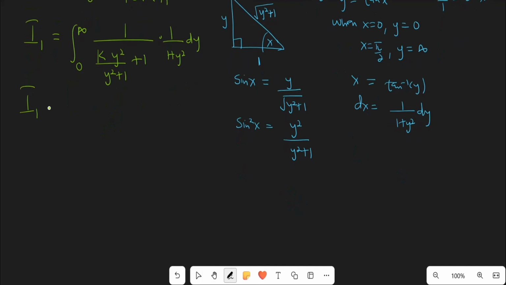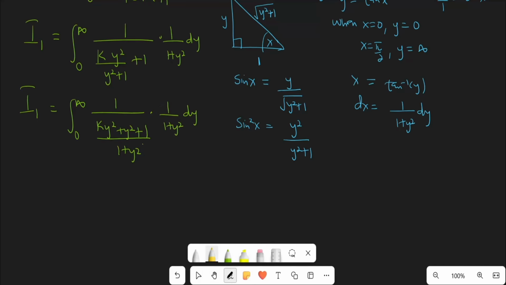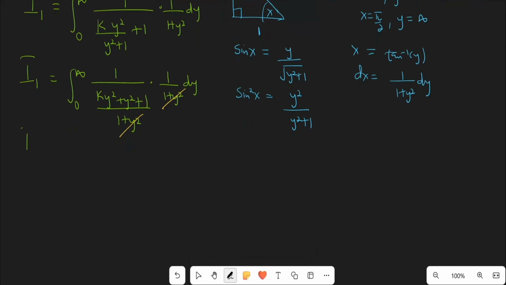Alright, I1 is the integral from 0 to infinity of 1 over (k y squared plus y squared plus 1), right? All of this is divided by 1 plus y squared, multiplied by 1 over 1 plus y squared, dy. And we see that these will cancel out, right? So they'll cancel out, and what you are left with is this.